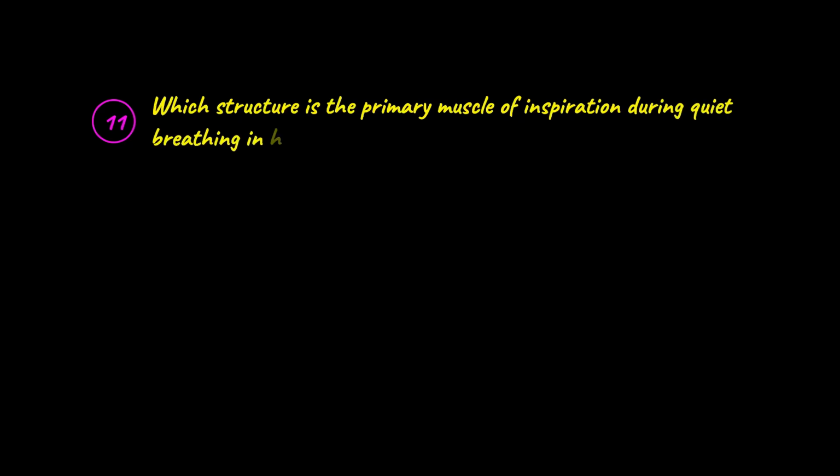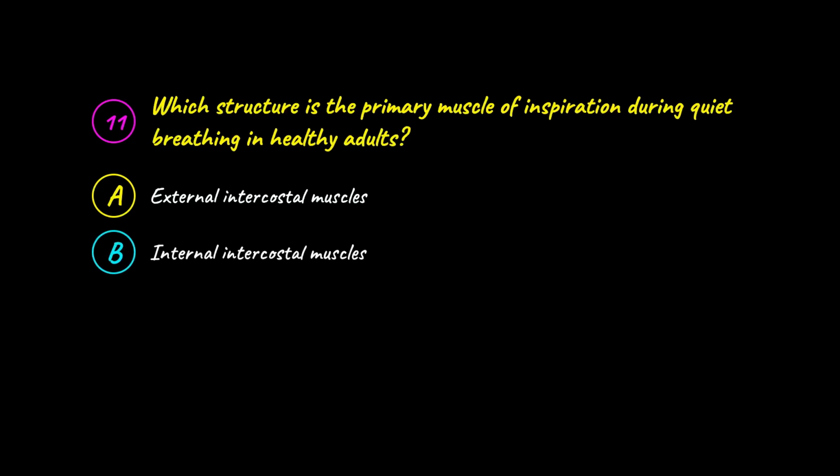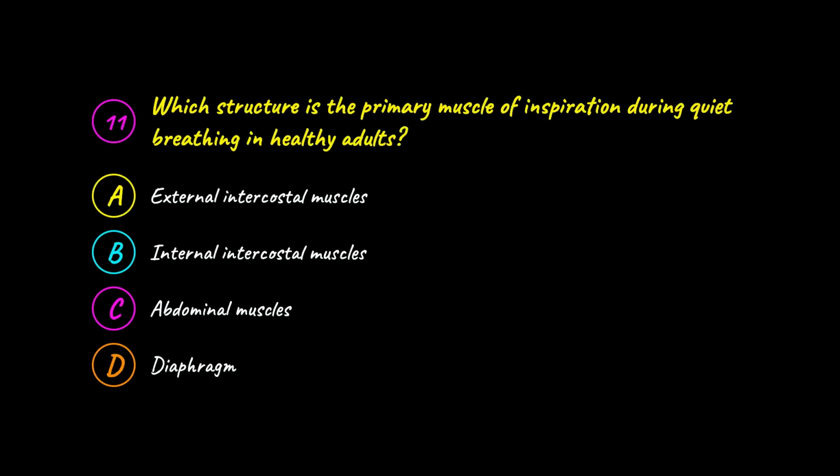Question 11. Which structure is the primary muscle of inspiration during quiet breathing in healthy adults? Your options are A. External intercostal muscles, B. Internal intercostal muscles, C. Abdominal muscles, D. Diaphragm. Before I reveal it, which one do you think is right?